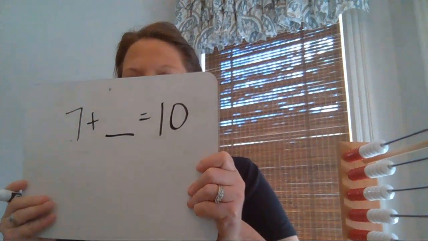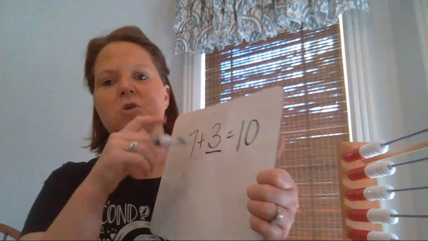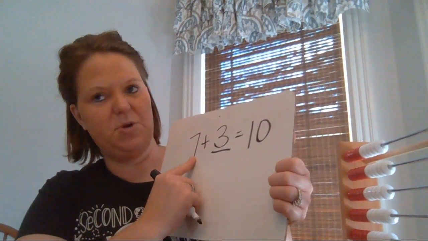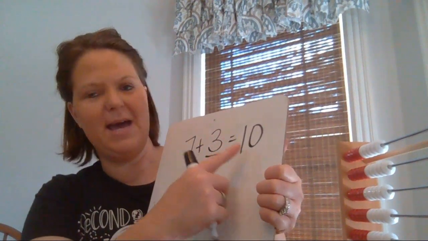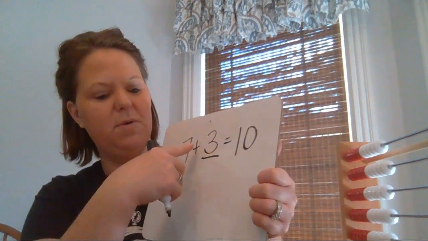So again, that number sentence would look something like this. 7 plus something equals 10. And so my something this time is 3. Remember, this is our part, this is our part, this is our whole. So 7 plus 3 is the same as 10. Okay, they're equal on both sides.